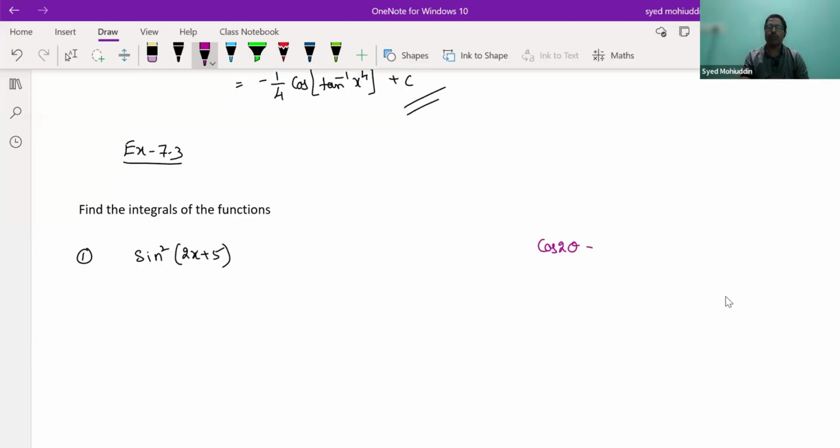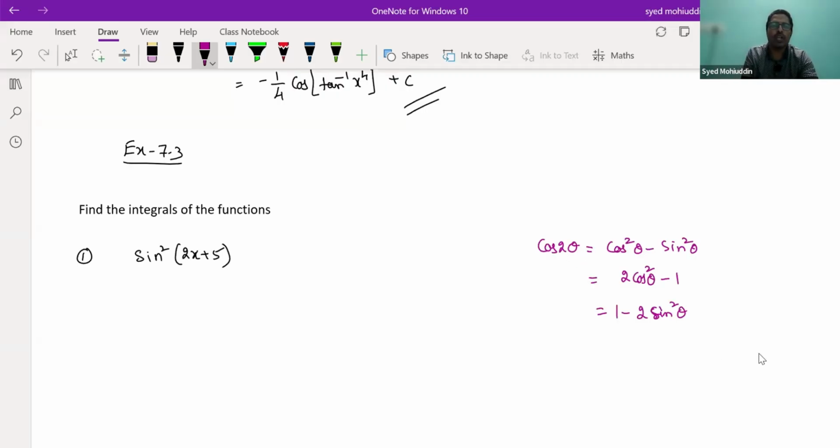Cos of 2 theta has three sets of formulas. The first one is cos square theta minus sine square theta. That's the first formula you have studied. The next formula is 2 cos square theta minus 1. One more formula is 1 minus 2 sine square theta. These are the three formulas for cos 2 theta itself.